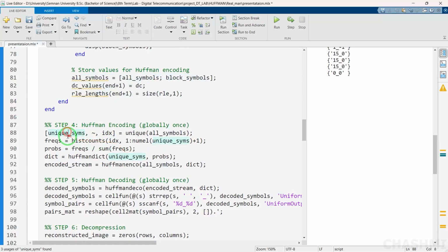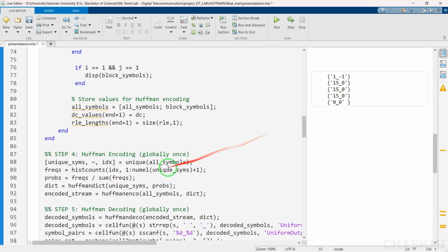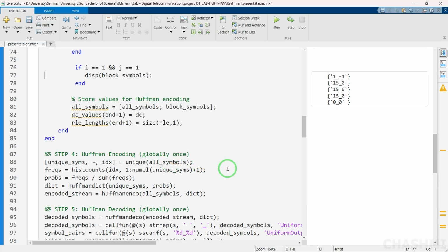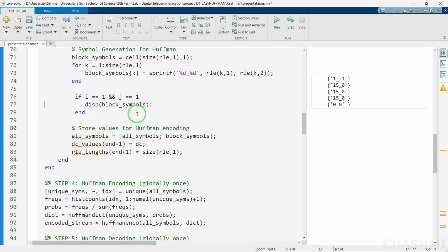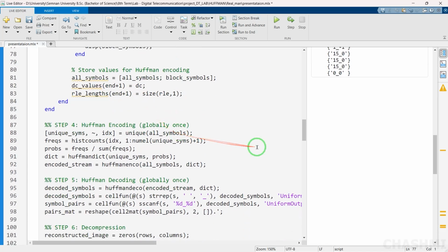Then here we go, we take the unique symbols. As you see, it's just keeping the unique symbols, like here the unique ones are 1, -1, 15 0, and 0 0. We are not going to pick all three of the 50 0 entries. What is unique between them? 50 0. So it's just taking all the symbols. We have the block symbols, which are only for the 8 by 8 block, and all the symbols, which are for 500 by 500.